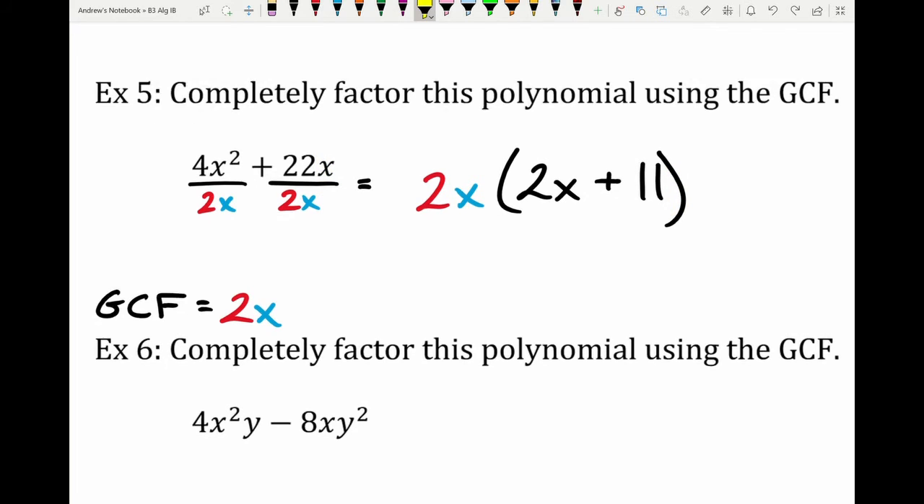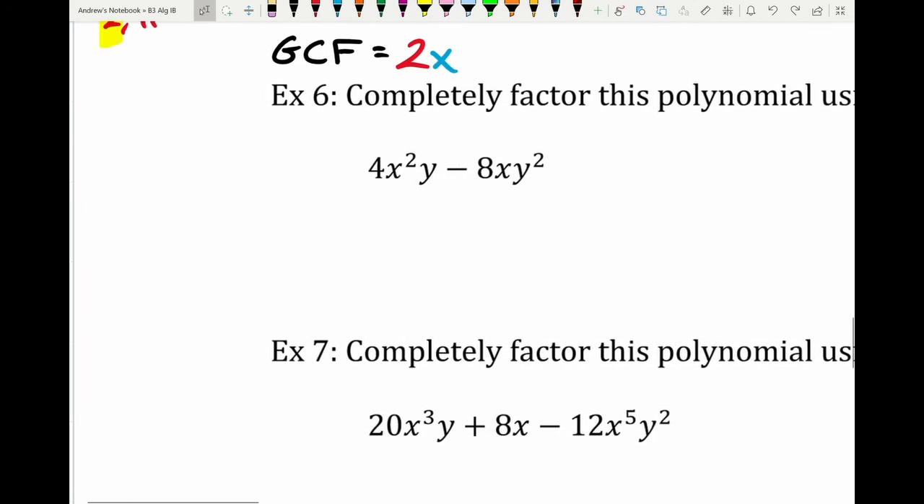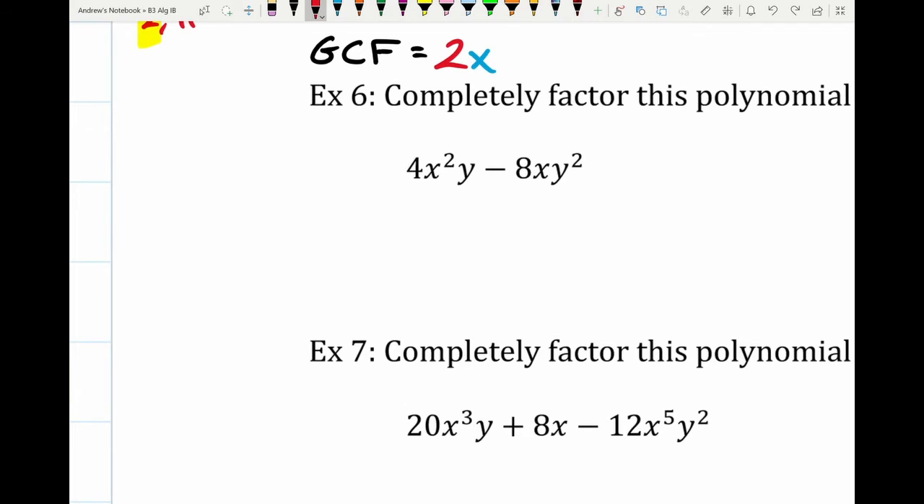All right, let's try this next one out. Same kind of deal. I'm going to start by finding the GCF. So I'm going to start off with the 4 and the 8. So 4 is just 1 times 4 or 2 times 2.